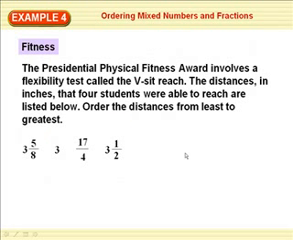Okay, example number 4, which, got to turn the page, says the Presidential Physical Fitness Award involves a flexibility test called the V-sit reach. The distances in inches that 4 students were able to reach are listed below. Order the distances from least to greatest.